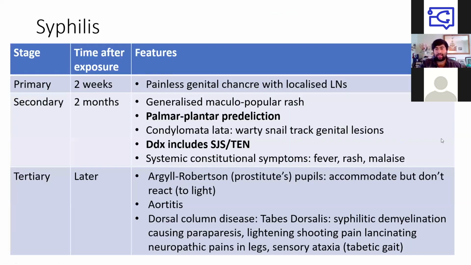In the interest of time, I'll just whiz through this, but just a brief reminder that syphilis has stages. Argyll Robertson is going to be seen in the tertiary stage of syphilis, where someone might have tabes dorsalis, lancinating neuropathic pain. The primary stage of syphilis is normally within a few weeks of exposure, where you'll have a painless genital chancre. So if someone has a genital lesion and it's painless, you're going to be thinking about syphilis. And then in the secondary stage, you might see a generalized maculopapular rash with a palmar plantar predilection. And then the tertiary stage we've just talked about.